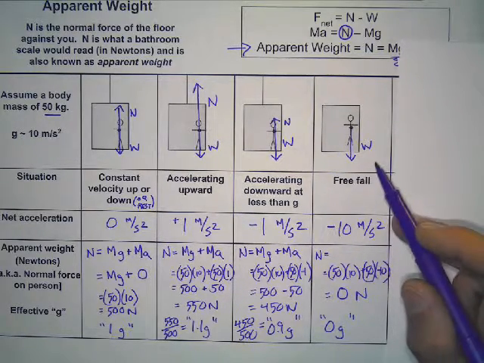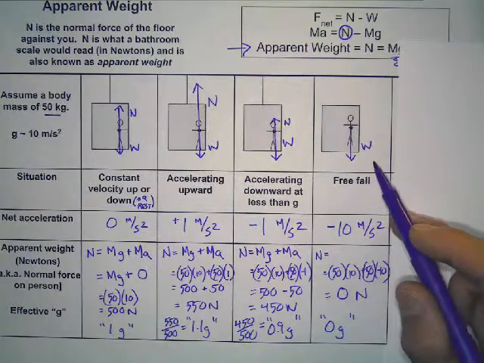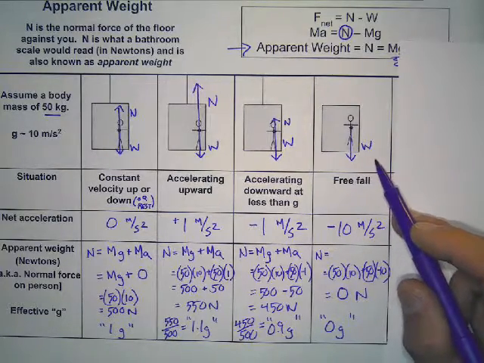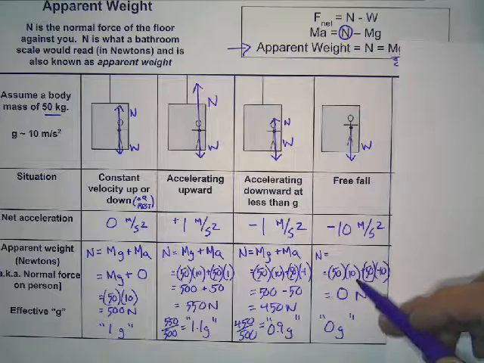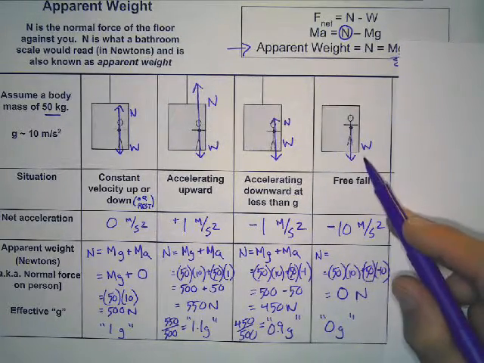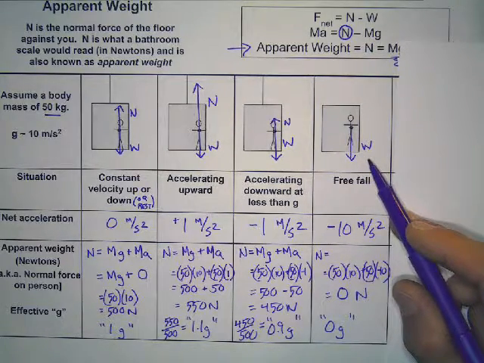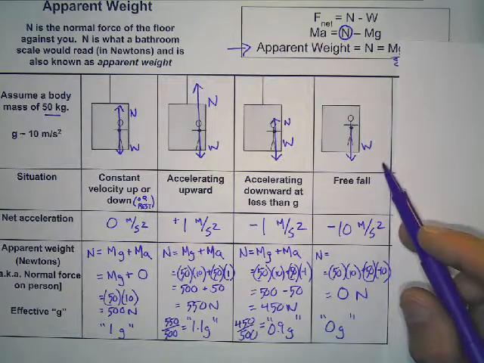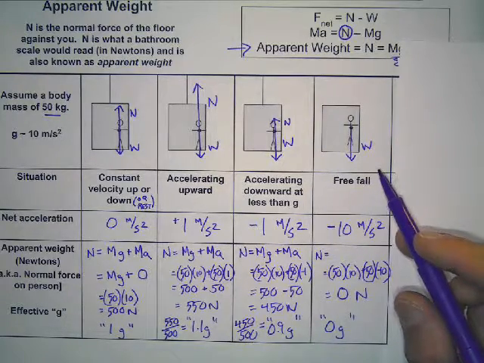So, astronauts in space, they have a lot of mg. They have a lot of m times g because g is pretty strong up where the space station is. But there's no normal force underneath them because they're falling. And so their apparent weight is actually 0. So astronauts are not really weightless in the International Space Station. They just have an apparent weight of 0.